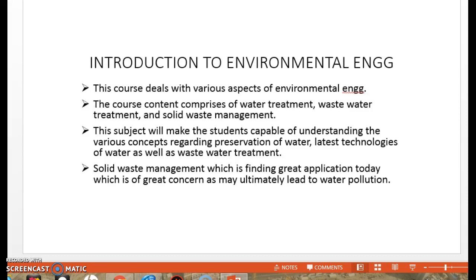Now, the environment can be biotic and abiotic. Biotic means that portion of the environment which is related to the living organisms, and the abiotic environment is the non-living portion of the environment, which includes the terrain, mountains, air, temperature, pressure, and all those things which are not living. So biotic and abiotic environments are directly related to each other.